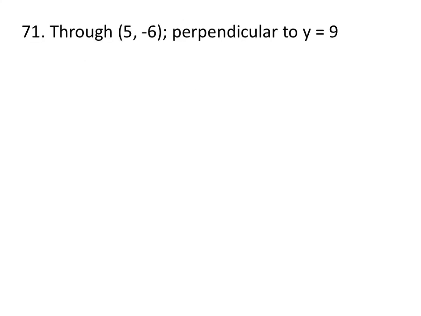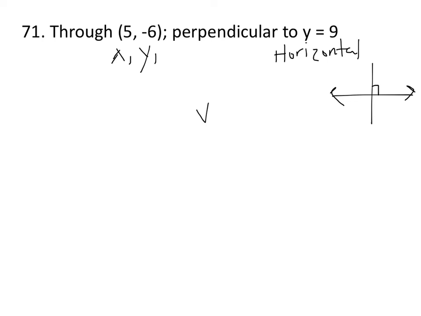Alright, through the point 5, negative 6, so x1, y1, perpendicular to y equals 9. Okay, so y equals 9 is a horizontal line, right? Perpendicular to a horizontal line would be a vertical line, yes? So this is horizontal. So perpendicular to a horizontal line is a vertical line. So they want a vertical line.